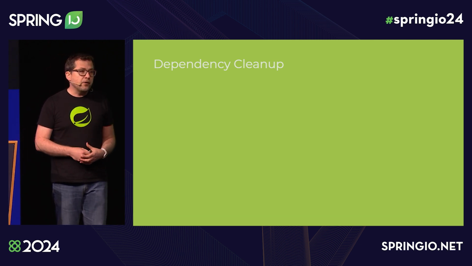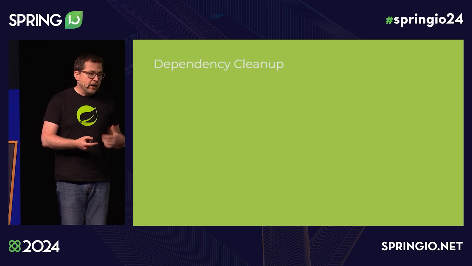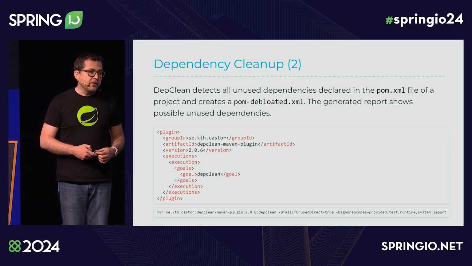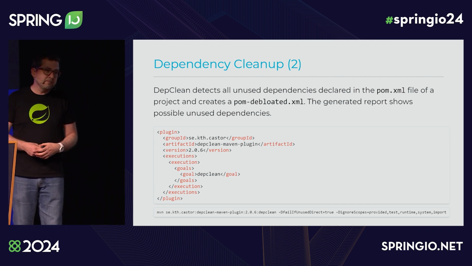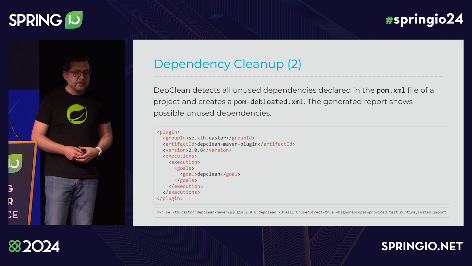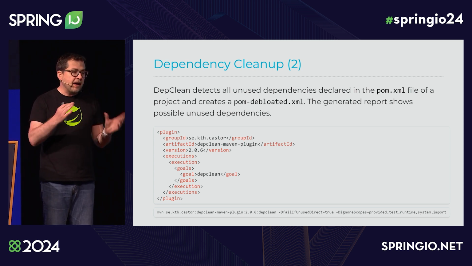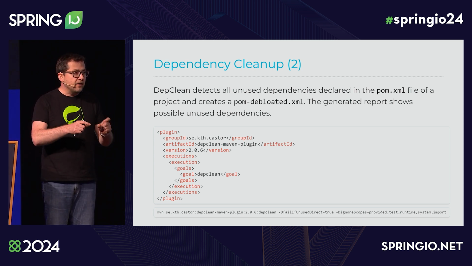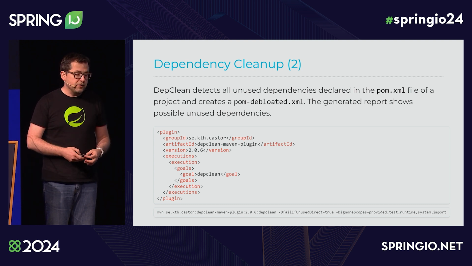So, but how do you find out which dependencies you really need? And that's why I have this slide in here, because I'm going to show you a very nice project which is called the DepClean Maven plugin. And DepClean is a project from a Swedish university where they basically analyze the bytecode, even things for reflection, and they give you afterwards a report with that.